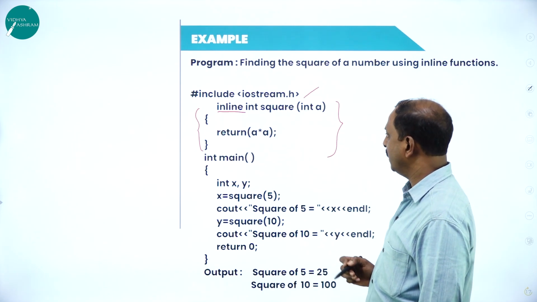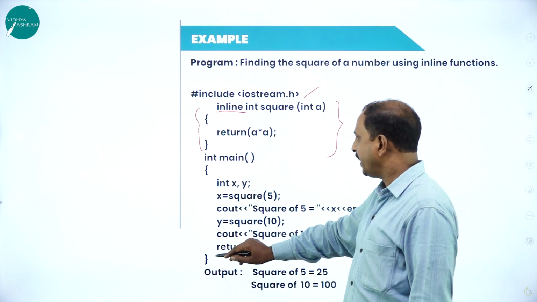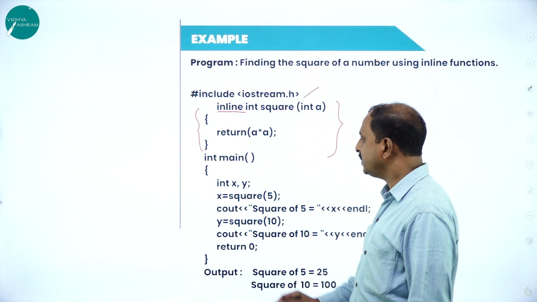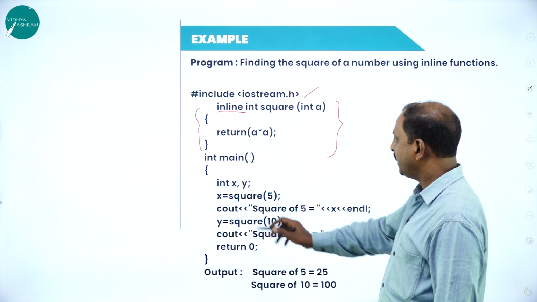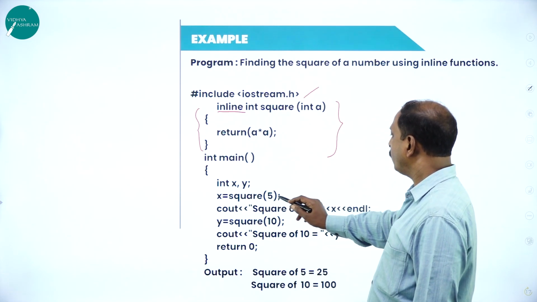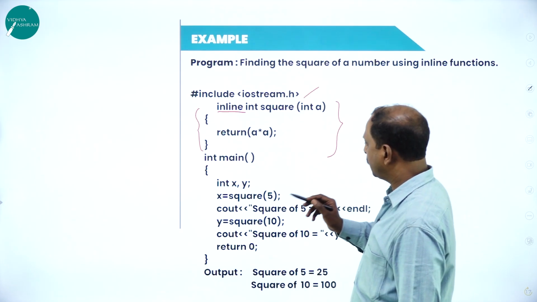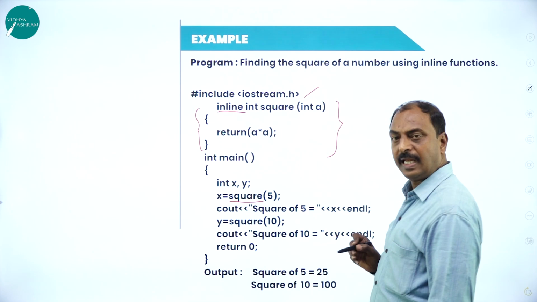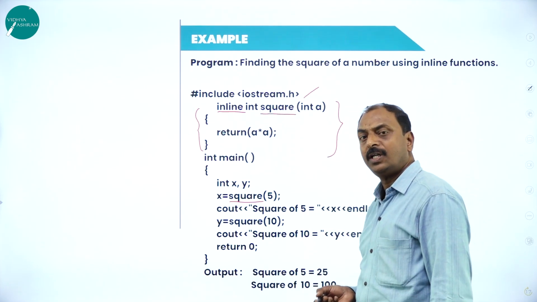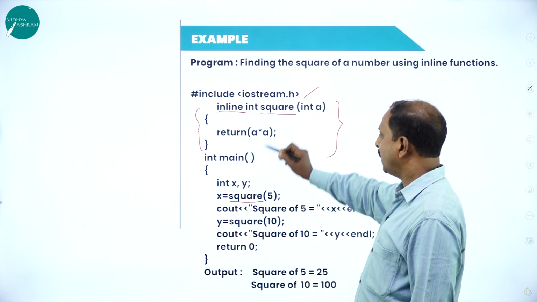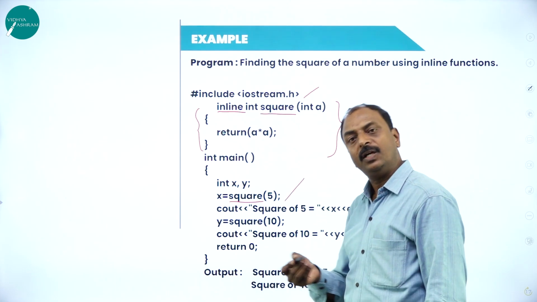of the inline function. Next, after this we have the main function, int main, open the bracket, and here we are declaring two variables x and y, int x comma y semicolon. Next, x equals square of 5. Here, the value of the number is 5. Observe this: square is the name of a function and this is again an inline function. So we are invoking the inline function as a normal function. This is nothing but calling a function or invoking a function.